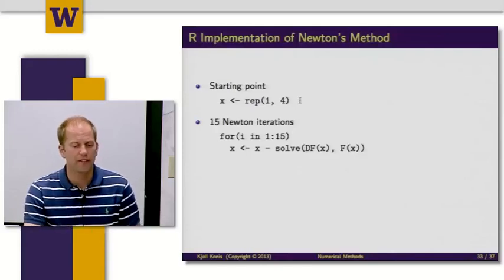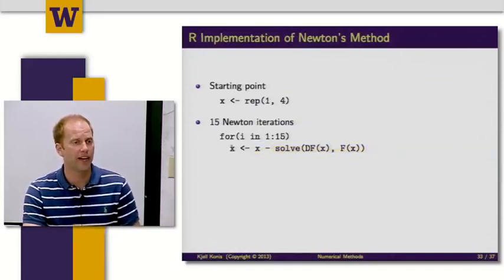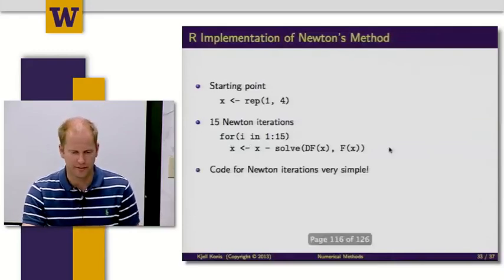Then this time I'm going to do 15 Newton iterations. And again, the Newton iteration, the code for this is actually pretty simple. Once you have the function for the gradient and for evaluating the function, this is all the Newton step is ever going to look like. So I'm just taking x, I'm subtracting my update to x, and I'm storing that again in x. And then if I repeat that, my x is going to follow my sequence of Newton steps, hopefully closer to the value x star that I'm looking for. So code for Newton iterations, very simple.